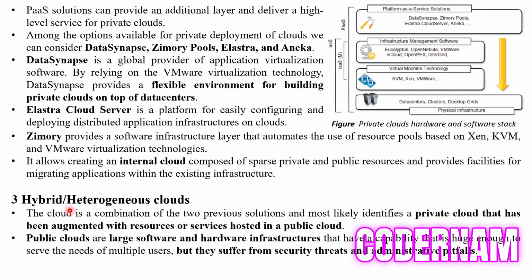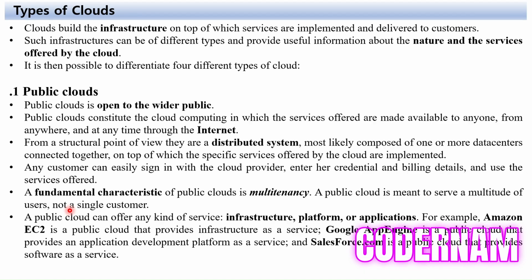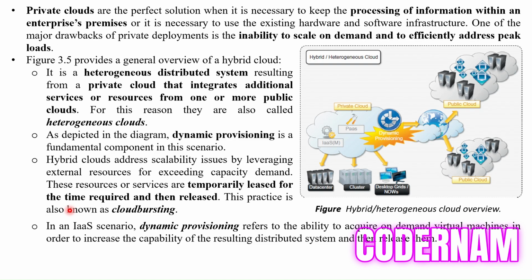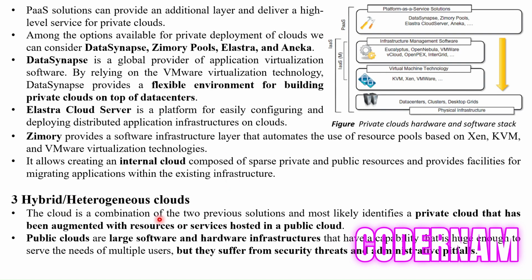So next comes the hybrid or heterogeneous clouds. The cloud is a combination of the two previous solutions, that is, the private and the public clouds. These are most likely identified as a private cloud that has been augmented with resources or services hosted in the public cloud. The public clouds have large software and hardware infrastructures with huge capability to serve the needs of multiple users, but they suffer from security threats and administrative pitfalls. For this, private clouds are the perfect solution, as they provide the security and maintain all the things which cannot be provided by the public cloud in terms of security.